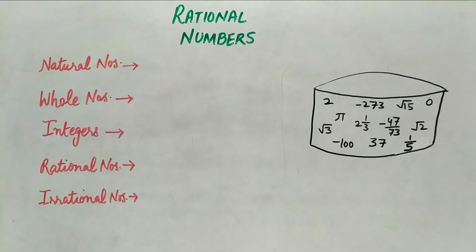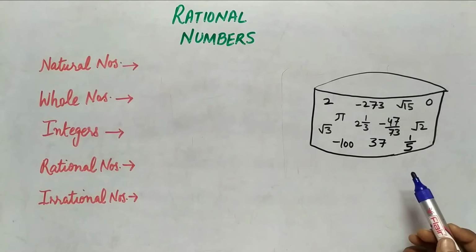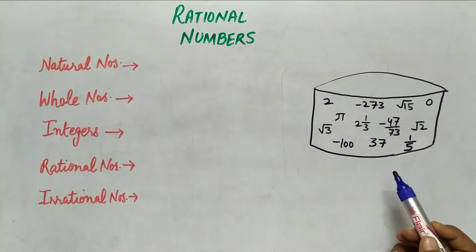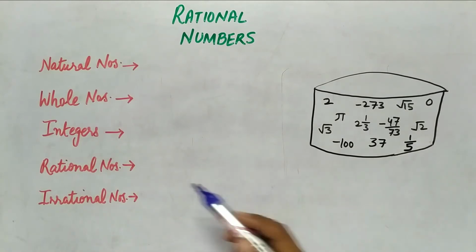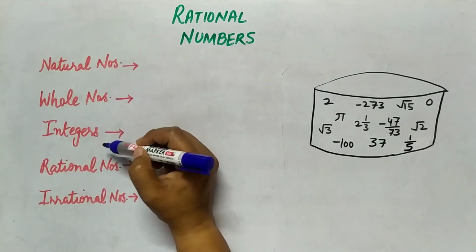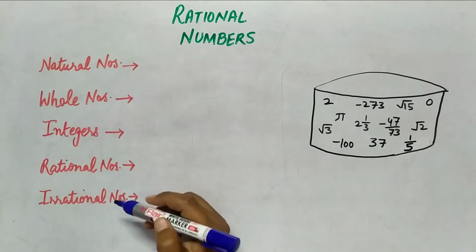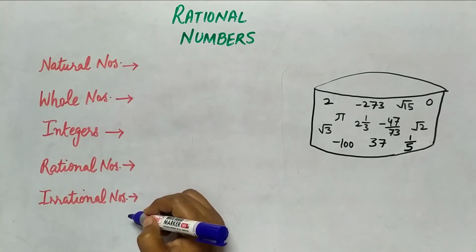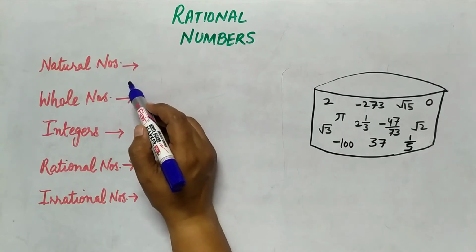Hello friends, in our previous topic of rational numbers, we have studied the types and kinds of numbers. Let us recall our information. Here, some numbers are given to us and we have to classify them as natural numbers, whole numbers, integers, rational numbers and irrational numbers. Let us discuss them. The first one is natural numbers.